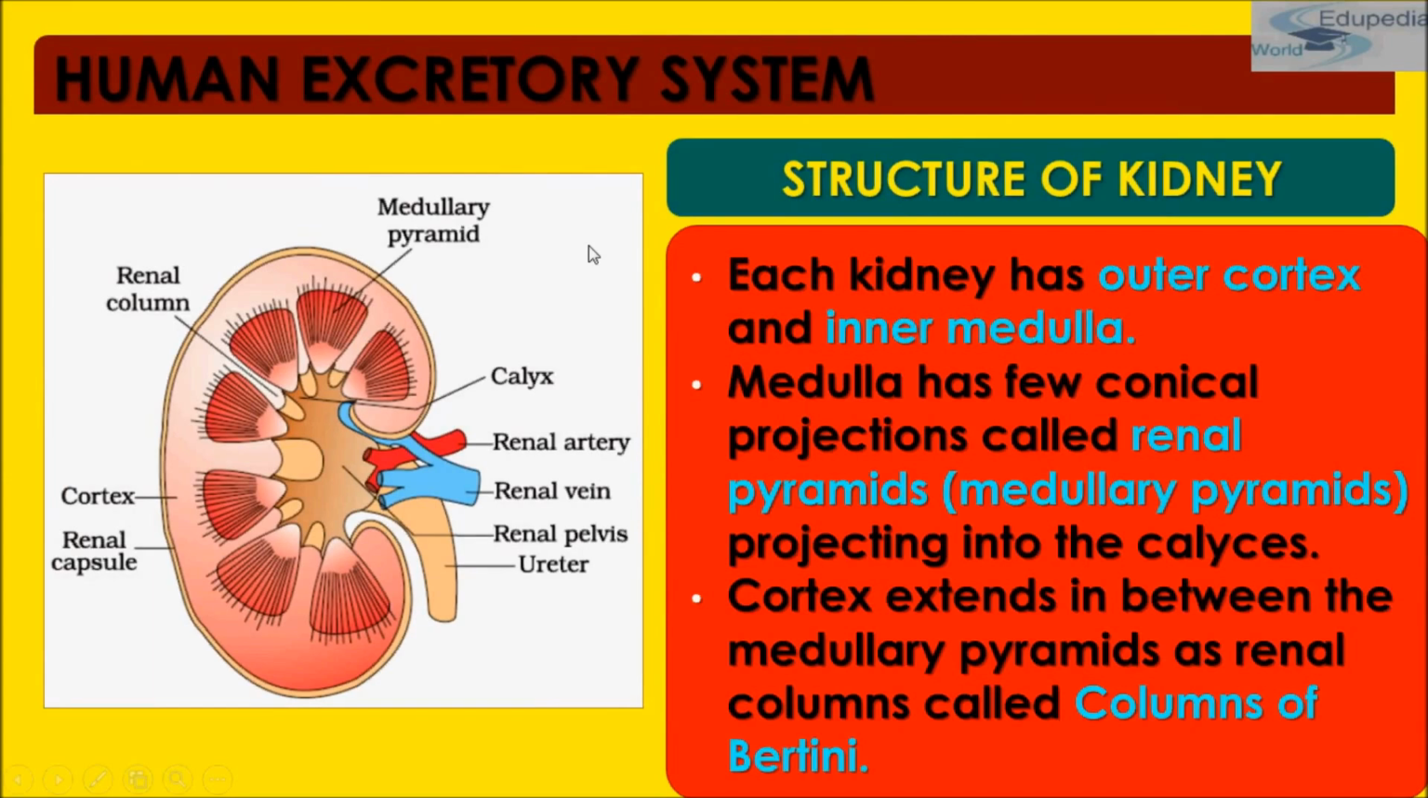I have told you that each kidney has two parts. First, the outer one is called the cortex, and the inner one is called the medulla. The medulla has a few conical projections, which we call renal pyramids. Renal pyramids are also known as medullary pyramids. See, I have shown in this diagram that they are medullary pyramids, and they project into the calyces.